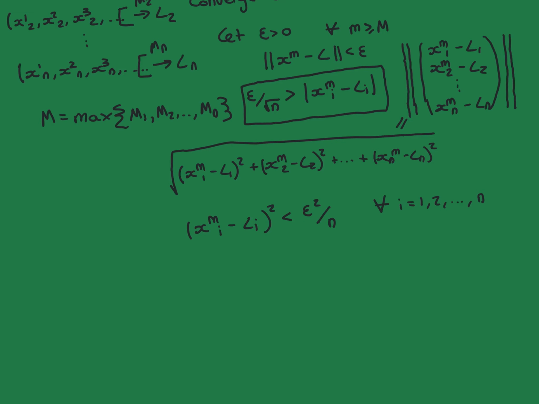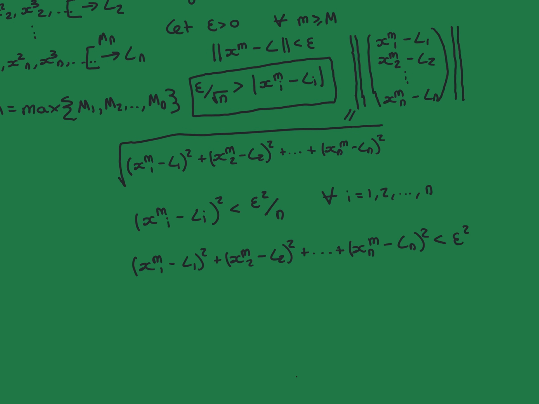So now I can conclude that this thing here is this inequality with i equal to 1. So that thing is less than epsilon squared over n. This is i equal to 2, so this thing is less than epsilon squared over n, and it continues on all the way up to this one. I know that this one is also less than epsilon squared over n, and therefore I know that the sum of them is going to be less than epsilon squared.